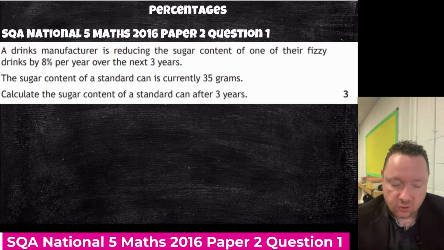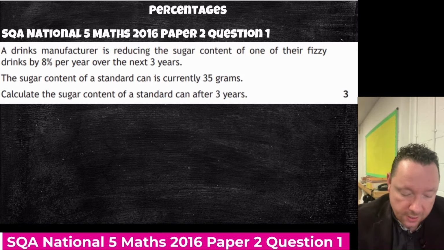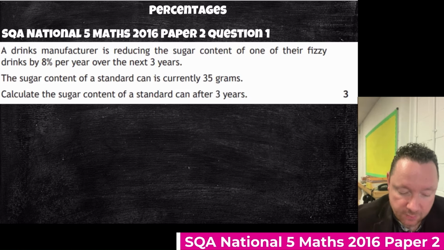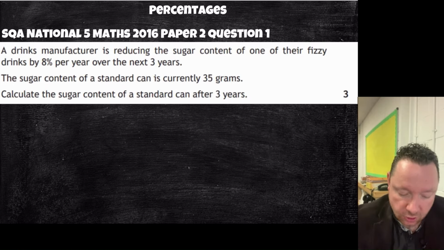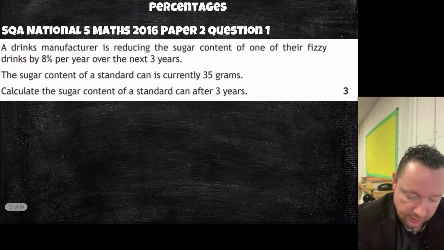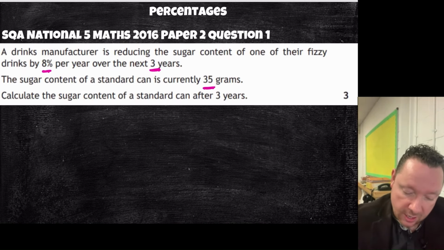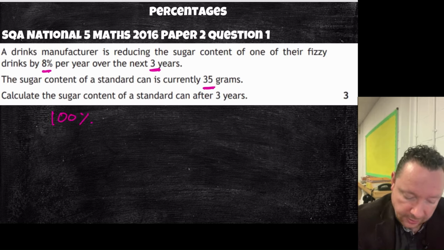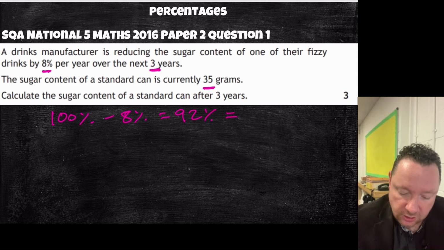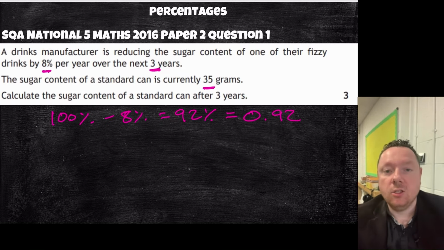X-Grade National 5 Maths 2016 Paper 2 Question 1. A drinks manufacturer is reducing the sugar content of their fizzy drinks by 8% per year over the next 3 years. The sugar content is 35 grams. What is it worth after 3 years? So there's our key numbers, 8%, 3 years, 35 grams. So dealing with the percent first, it is going down. So it's 100% minus 8%, which is 92%, which is 0.92. So that's our multiplier.